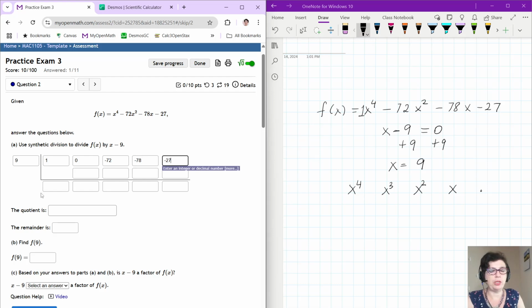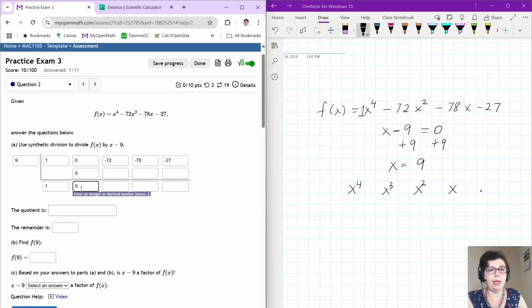The first step in synthetic division is to bring down the number over here, and we're just bringing it down, and that's it. Then we multiply whatever we got by the number in the box. So 1 times 9 is 9, and that goes in this box right here. Then we add up 0 and 9, and we will get 9.